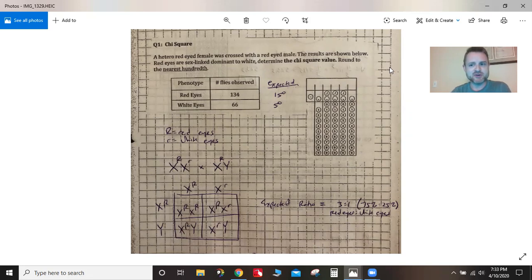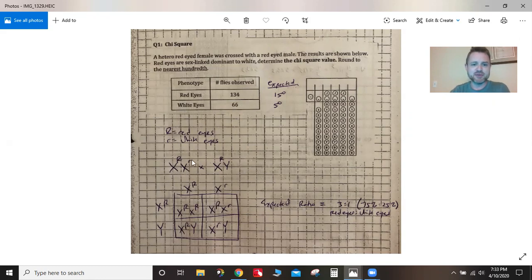Whenever you have a chi-square question, you have to have observed results and expected results. They've given you the observed results and they want the expected results. In the question, you need to figure out that the expected results should be a 3-to-1 ratio. There are 200 flies total here, so it looks like it's supposed to be 150 and 50. You can't just assume that, but that is what it's going to be.